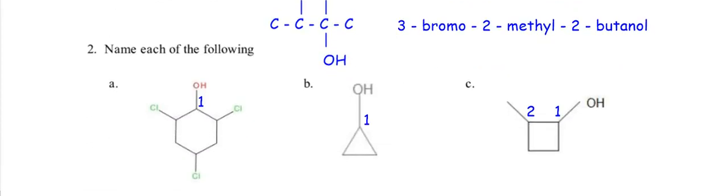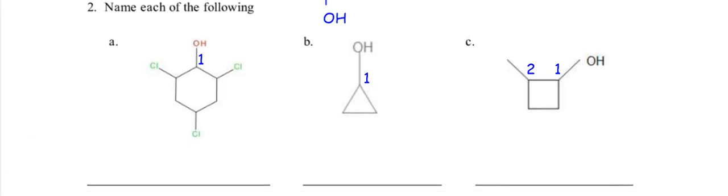Okay, so I just went ahead and numbered the first carbon where the OH is. Why did I do that? Because it takes the priority, doesn't it? So if I number this 1, therefore the chlorines are on the 2, 4, 6. So I have 2,4,6-trichlorocyclohexanol.